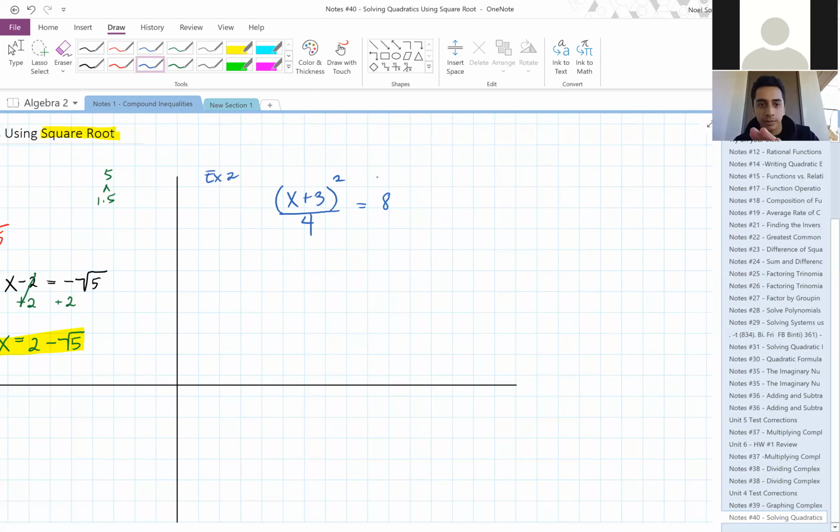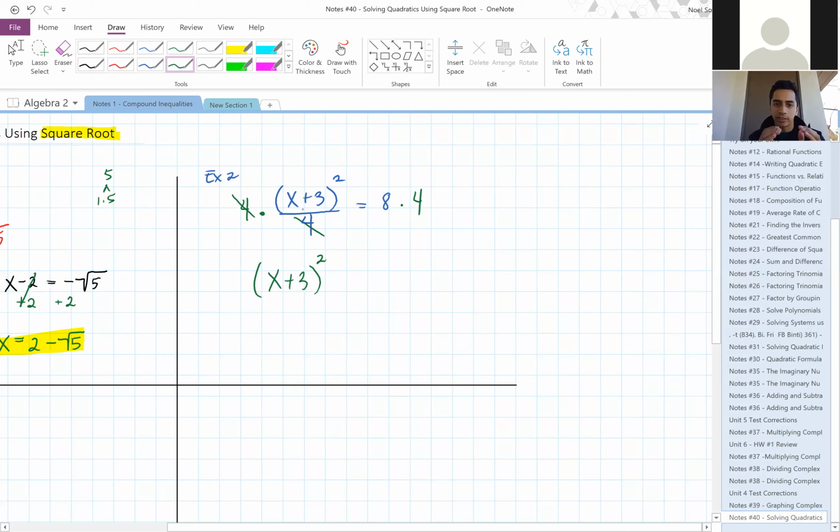We want that alone because then we can apply the square root. So the first thing we ought to do here is get rid of the 4 in the denominator. In order to do that, we can multiply both sides by 4. That's going to help us eliminate the 4. Now we can bring down the x plus 3 to the power of 2. This is what we want. We want this expression isolated because now we'd be ready to take the square root.